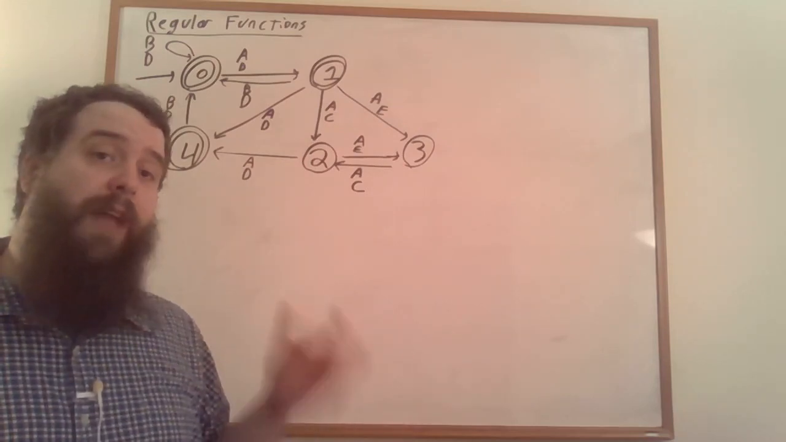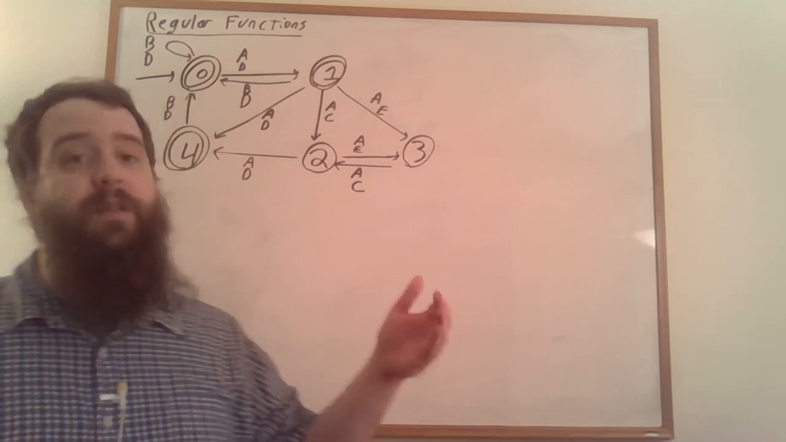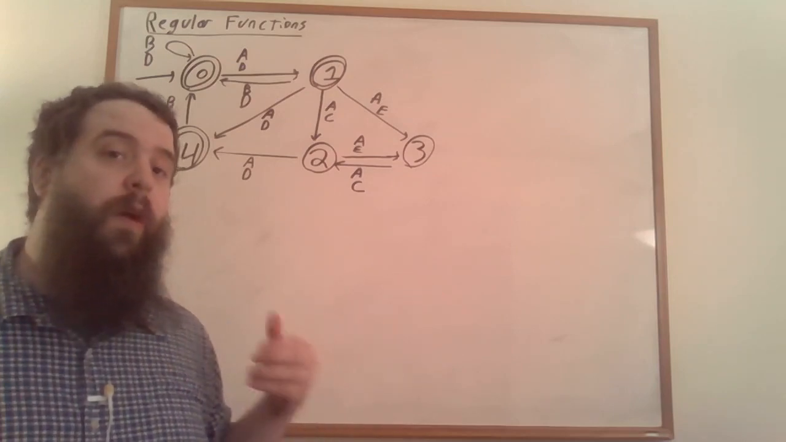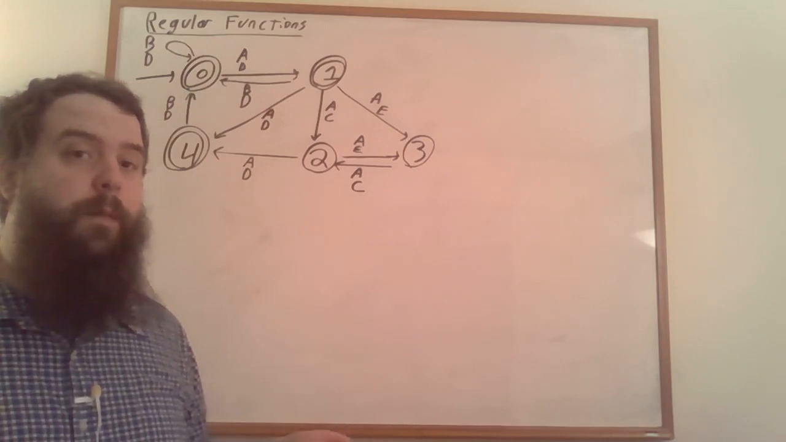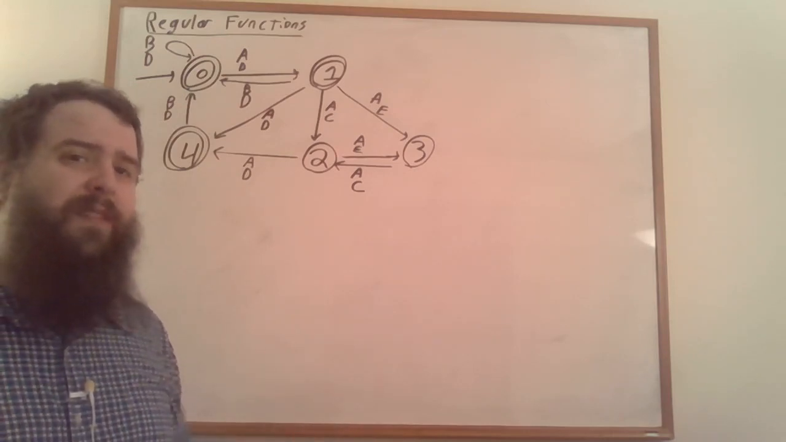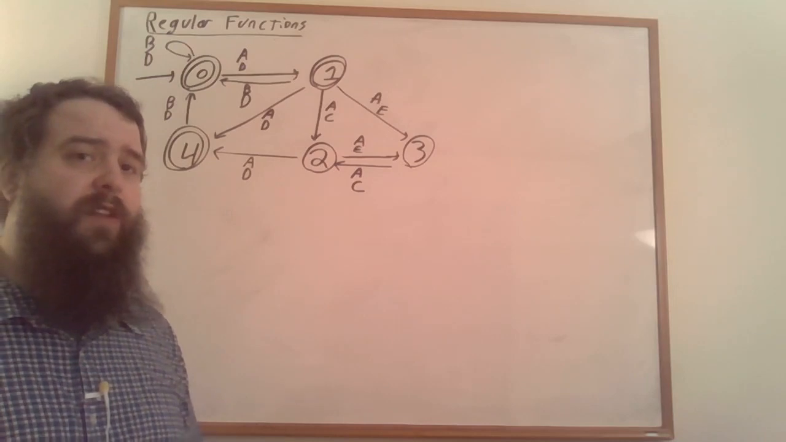Now I want you to imagine a situation where we're given the input and we want to determine what sequence of output characters will give us an accepting run. This situation is very similar to a non-deterministic automaton.